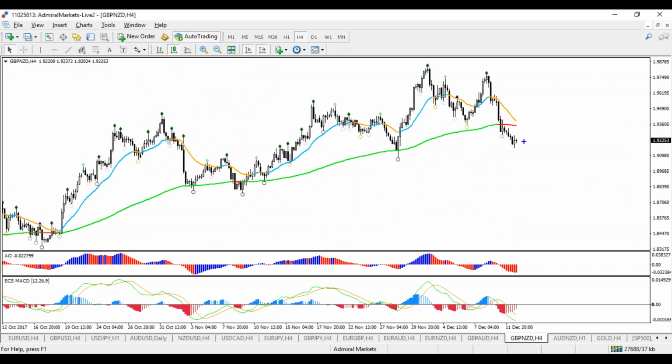Same thing for the pound New Zealand. I think we still need a lower high. So there's always that risk that price could retrace to get a lower high and then move down again. And that is something that could happen on pound odd and pound New Zealand. Could still happen.